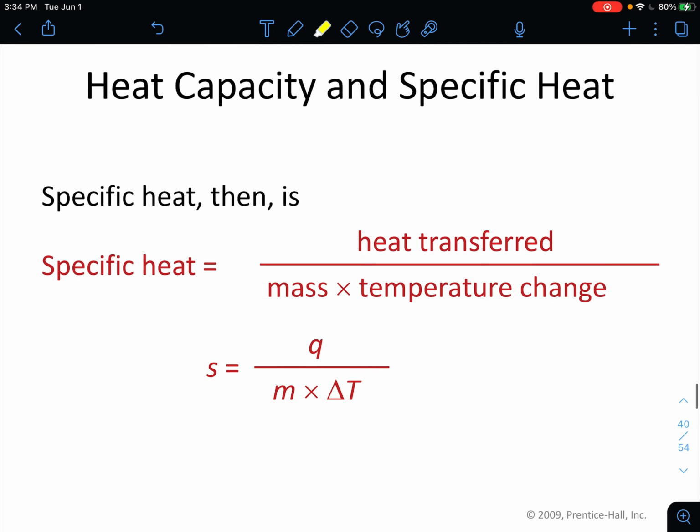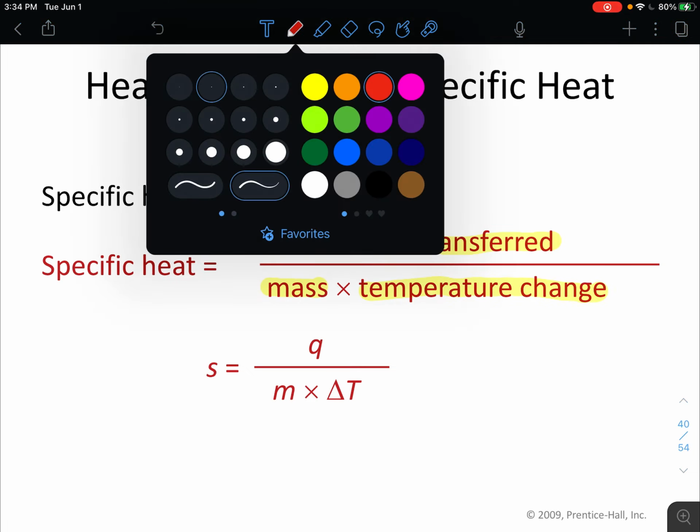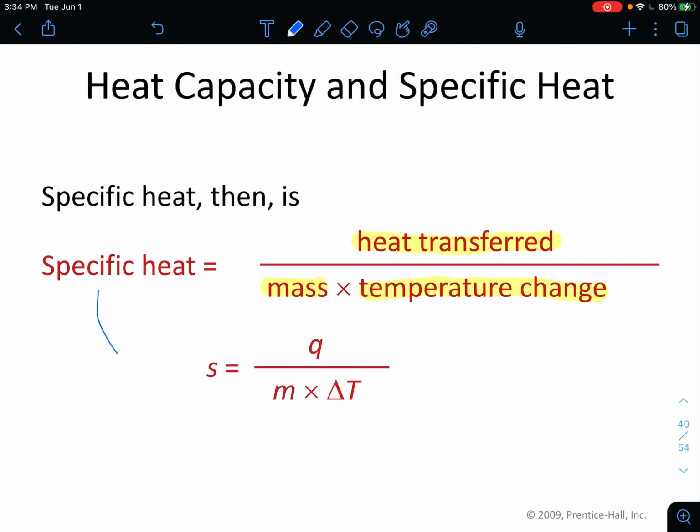So then, if we define specific heat by an equation, it's the heat transferred divided by the mass divided by the temperature change. So now we can map all these things, right? S will represent my specific heat. The heat transferred, we'll use Q, just like heat flow, temperature change, delta T, and then mass, M.